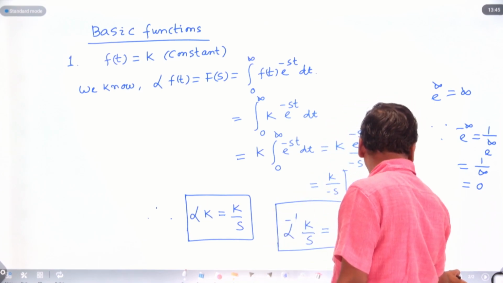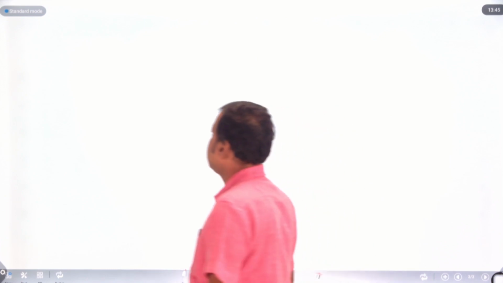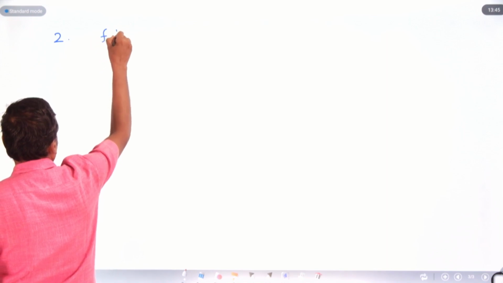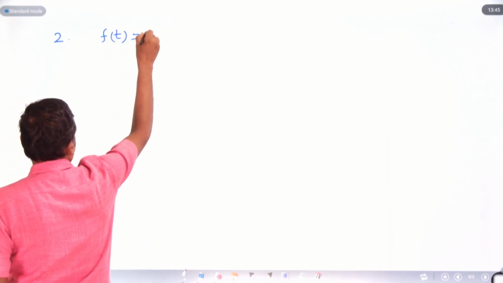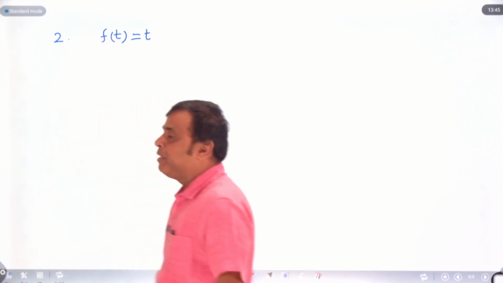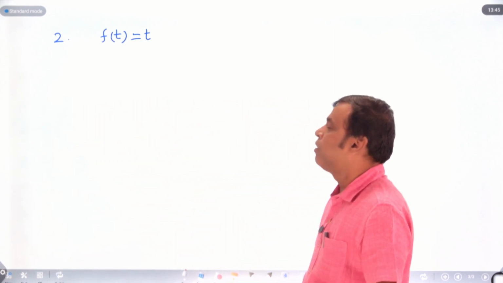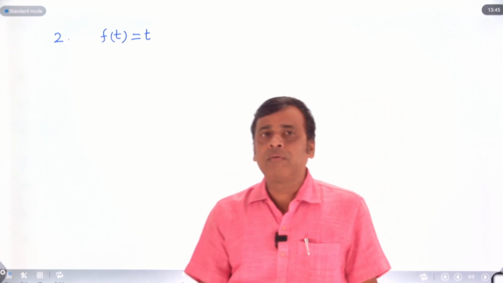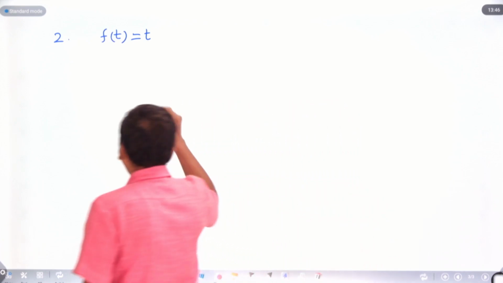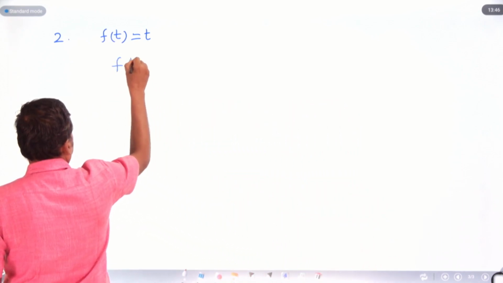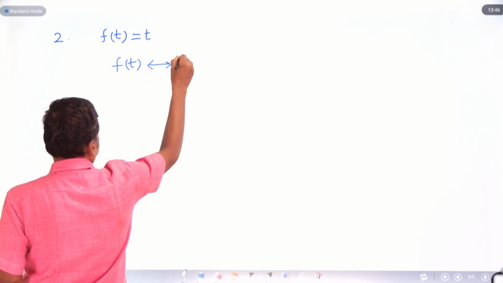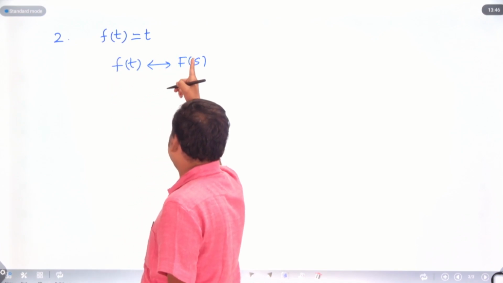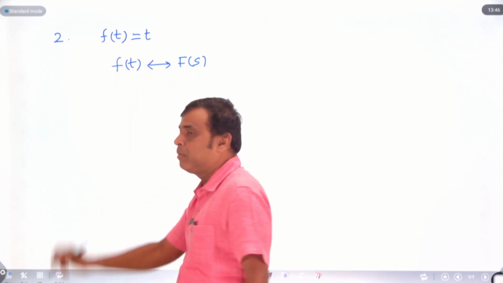And next we go to the second basic function, that is number 2: the Laplace transform of f of t, let f of t equal to t. Okay, f of t equal to t. So now we are going to transform it into the Laplace domain. In the t domain, f of t equal to t, we are going to calculate f of s. As we know, f of t and f of s are a Laplace transform pair, that means the Laplace transform of f of t is f of s, and the inverse Laplace transform of f of s is nothing but f of t.